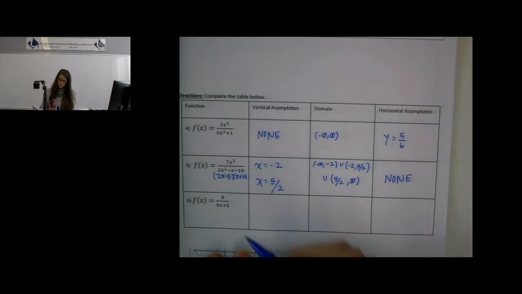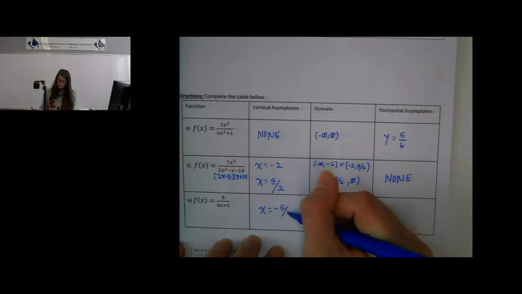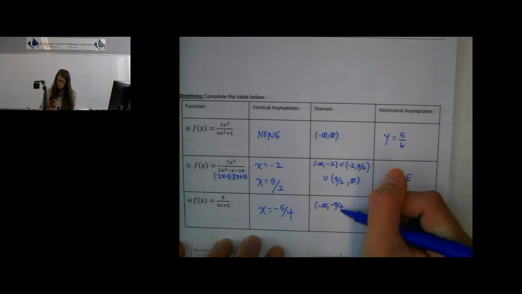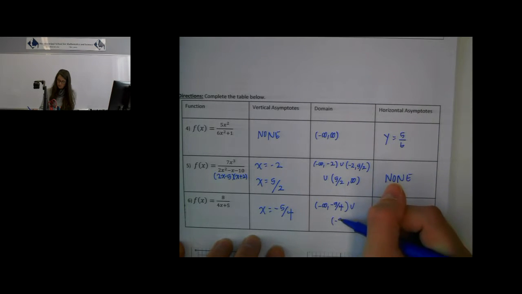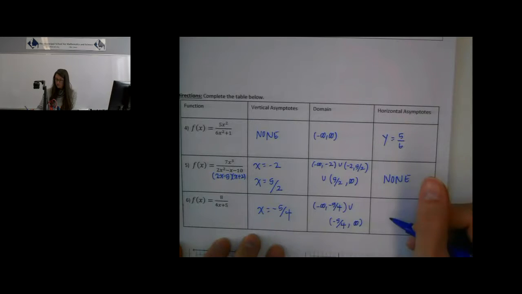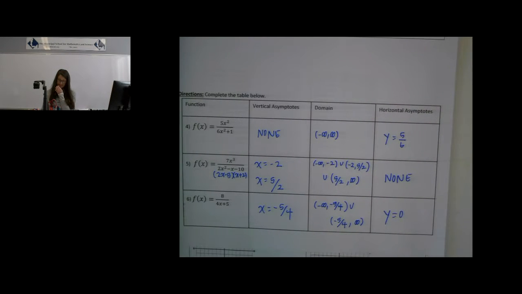All right. This one, vertical asymptote here, is going to be at -5/4. So your domain is going to be -infinity to -5/4, union -5/4 to +infinity. The bottom is greater, so this is going to be y equals 0 as your horizontal.